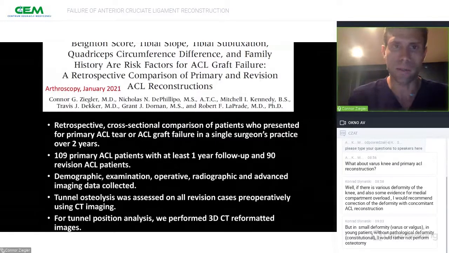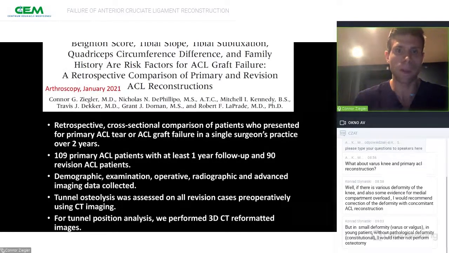And as Conrad had alluded to, this is a recent study that I was involved in with Dr. LaPrade. This was published in the Journal of Arthroscopy in January this year. And this was a study that I think really highlighted a lot of the risk factors and delved into it a little bit more, particularly in tunnel malposition.